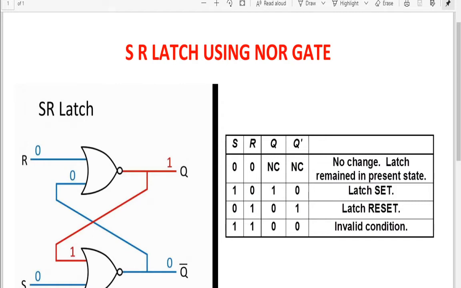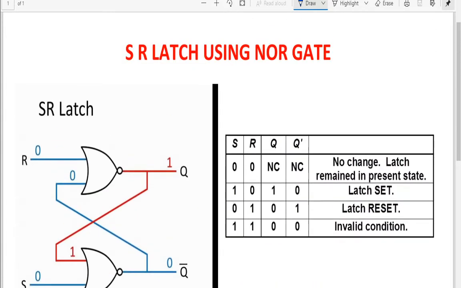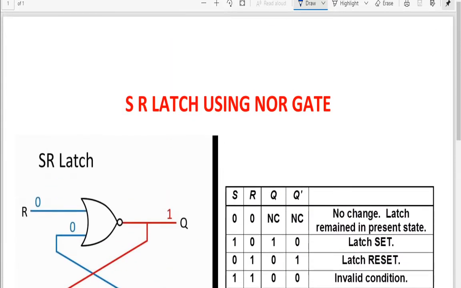So in today's class, we are going to discuss the SR latch using NAND gate. So we call it an S bar R bar latch using NAND gate. In my previous class, we had discussed the SR latch using NOR gate.